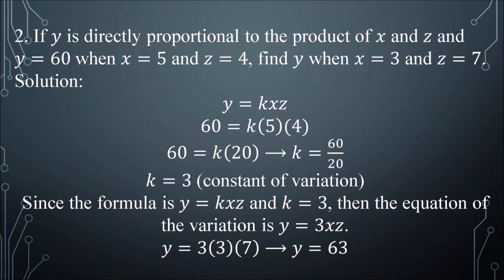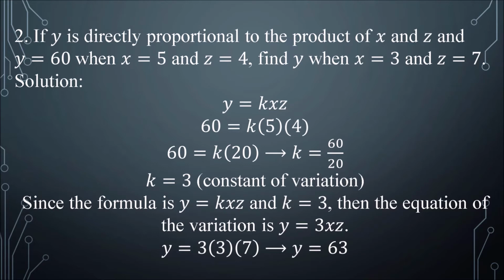So again, the formula is y is equal to kxz. We substitute 60 to y, and then 5 to x, 4 to z. Now, we simplify k times 5 times 4, that's k times 20. And then, in order to get k, we need to divide both sides by 20. So that will be 60 over 20 is equal to 3. And this 3 is the constant of variation.